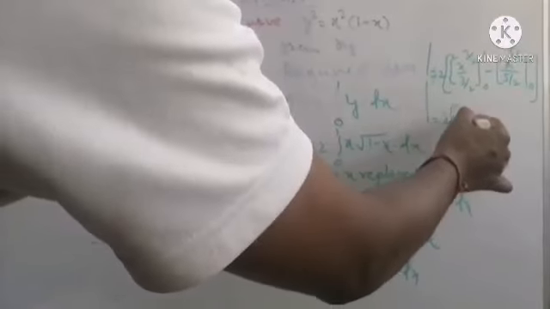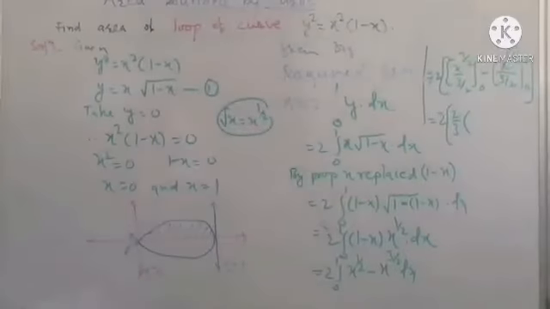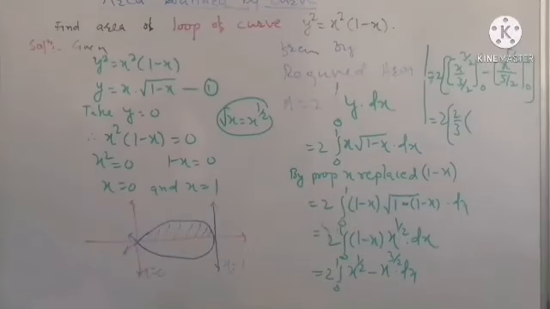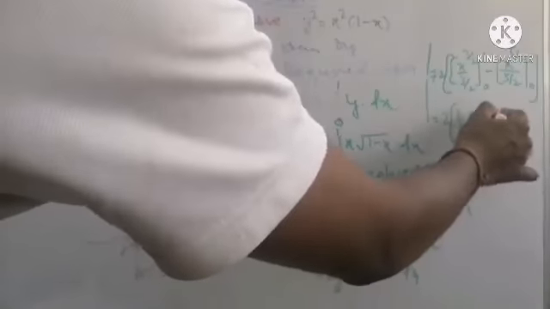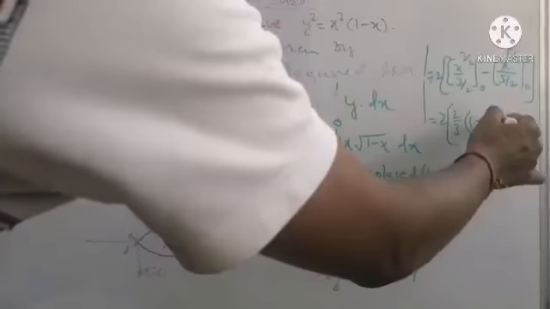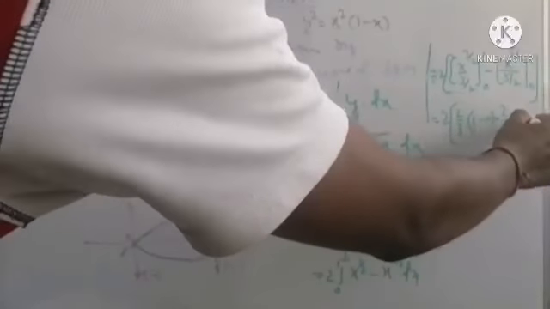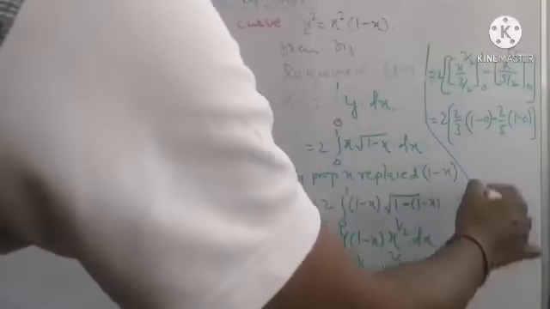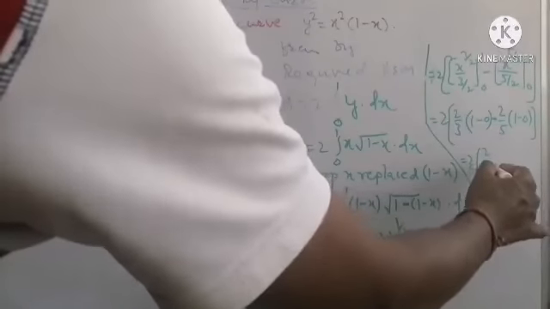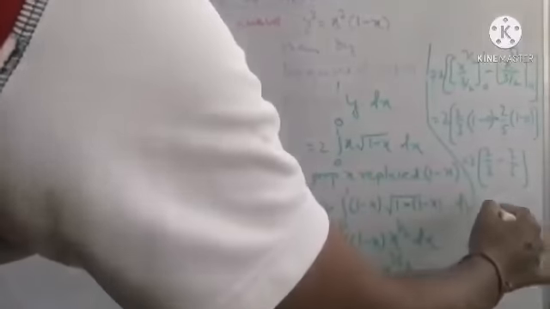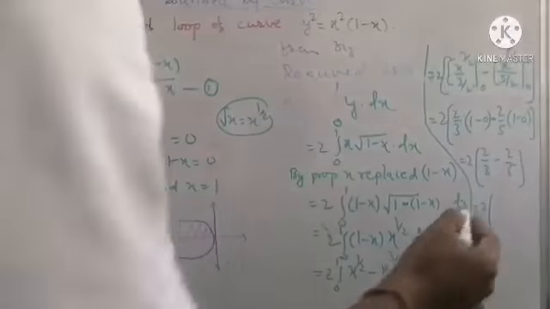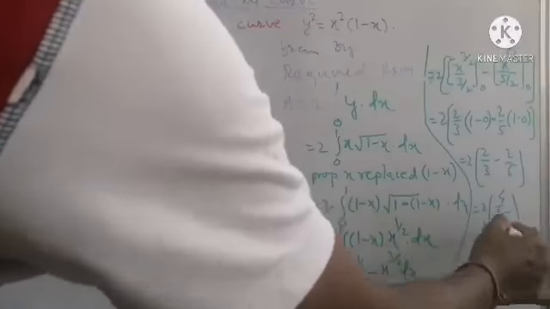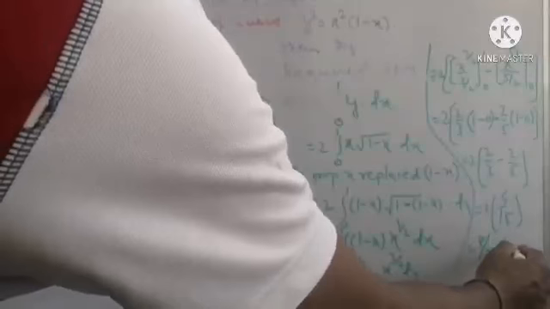Simplifying only the bracket, as 3 by 2 is a constant, we take it outside; the denominator 2 comes into the numerator, and we get 2 by 3, with upper value 1 and lower value 0. In the second term also 2 by 5, again the same, upper value 1, lower value 0. By simplifying, 2 into the bracket, we get 2 by 3 minus 2 by 5. Now by cross multiplication, 5 into 2 is 10, 3 into 2 is 6, 10 minus 6 is 4 by 15, and the final answer will be 8 by 15 square units.